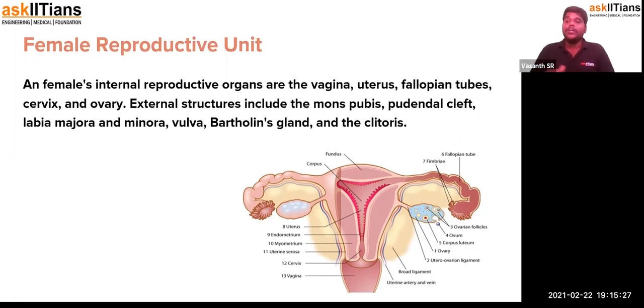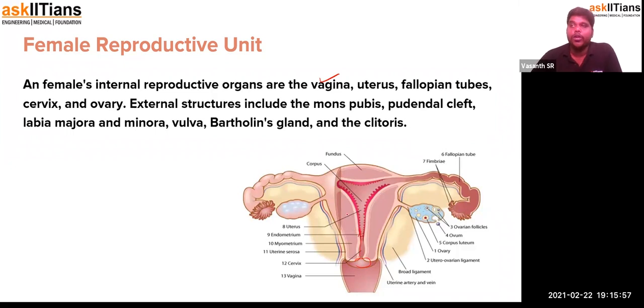Okay, so that includes several structures. One includes the vagina. So the vagina is an opening, and that leads to a passage, the vaginal tract, and that tract will lead to the cervical structure. This structure will literally lead to the uterus.